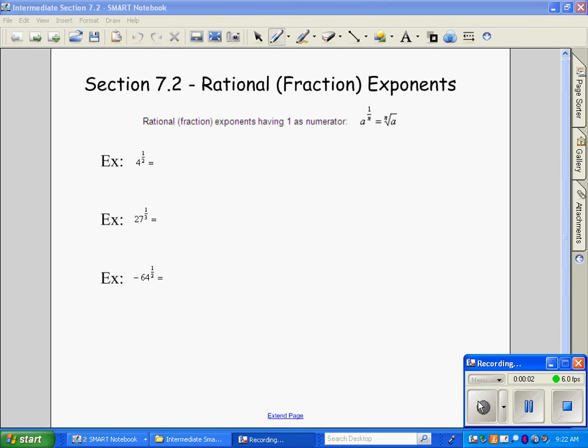In section 7.2, we're going to be talking about rational exponents, and we can see right here a rational fraction exponent has 1 as the numerator. Okay, so in this case it has 1. When we want to rewrite these into radical form, our denominator becomes our index. So 4 is our radicand, our denominator is 2, so it's our index, which is also a known 2, so the square root of 4 is just 2.